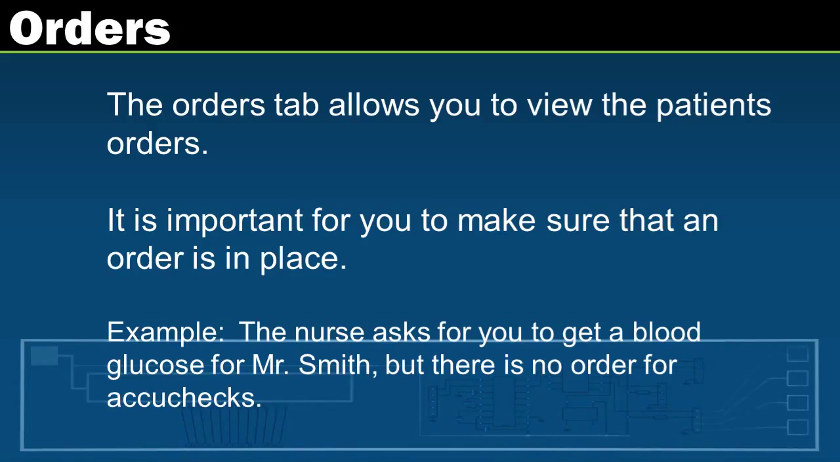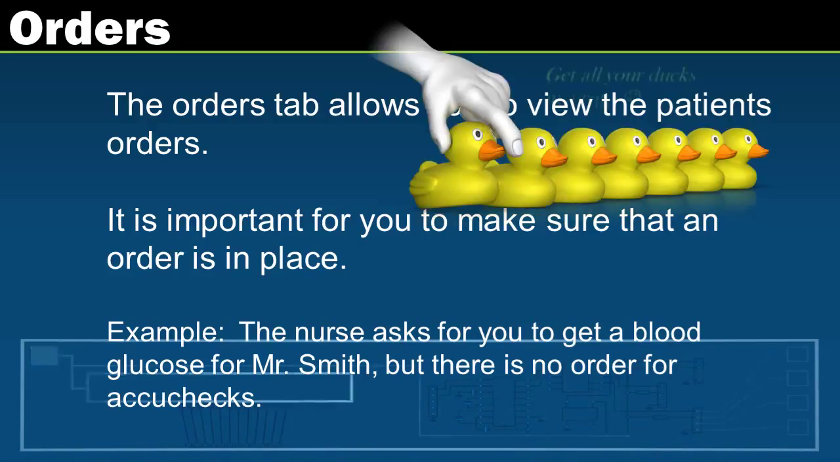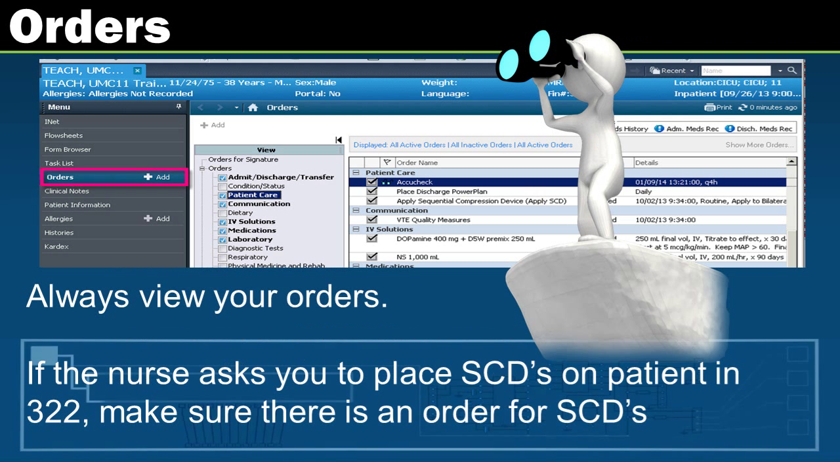The next thing we'll talk about are orders. The Orders tab allows you to view the patient's orders. It's very important for you to make sure that an order is in place if you're getting asked to do a task. For example, the nurse asks you to get a blood glucose for Mr. Smith, but there is no order for AccuChecks. You can see in the Orders section that there is no order. Always view your orders. If the nurse asks you to place SCDs on the patient in 322, you want to make sure that there is an order for the SCDs.